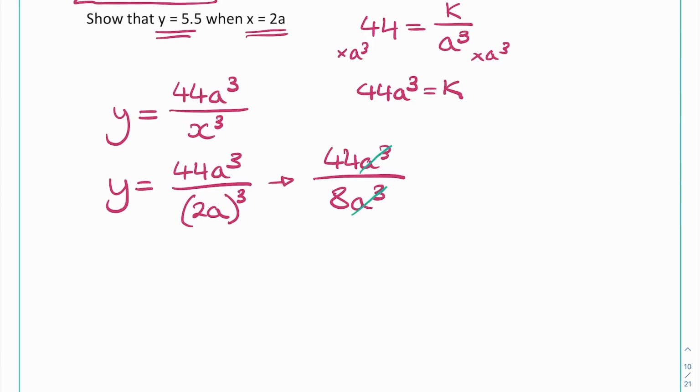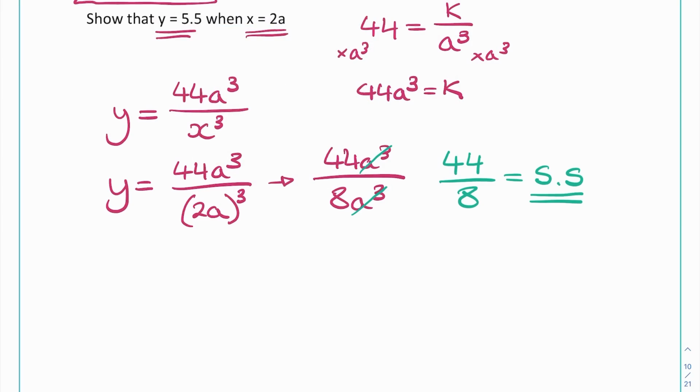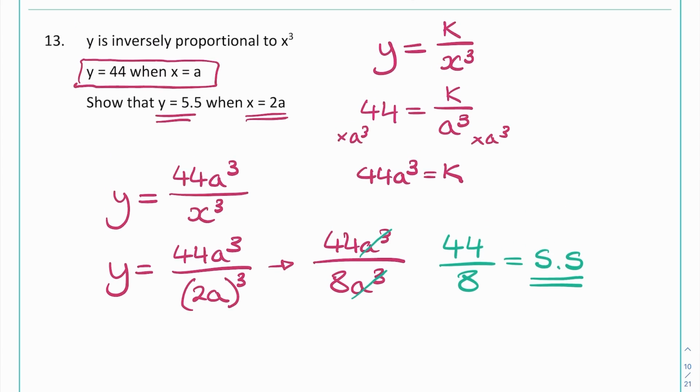The next thing we need to do is work out what 44 divided by 8 is. 44 divided by 8 is in fact 5.5. So we have shown that it equals 5.5. I haven't used the 5.5 to get there. I've just shown right at the end that my final answer comes out as 5.5, showing my steps really clearly. So there we go, there's some inverse proportion.